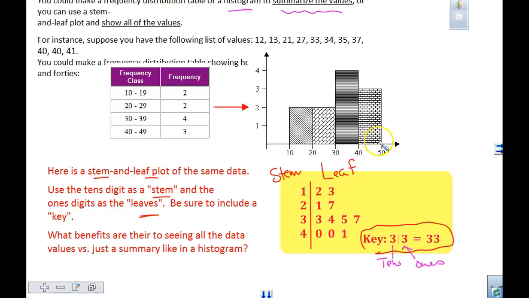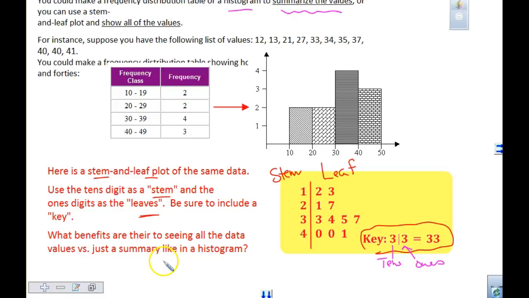So when you look at these 40s, here we can't tell what the values were, but here we can tell we had 2 40s and a 41. So there's not many that are going up to 50 in this class if we're looking at that frequency, okay? So it says, what's the benefit of seeing the data values rather than just a summary like the histogram? So what do you think would be the benefit if we were looking at that? What do you think is our benefit of seeing this rather than this one? I don't see any benefit.